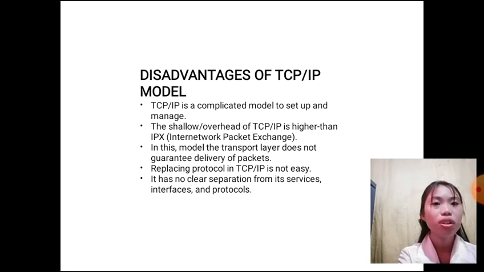In this model, the transport layer does not guarantee delivery of packets. Replacing protocols in TCP/IP is not easy. It also has no clear separation between its services, interfaces, and protocols.